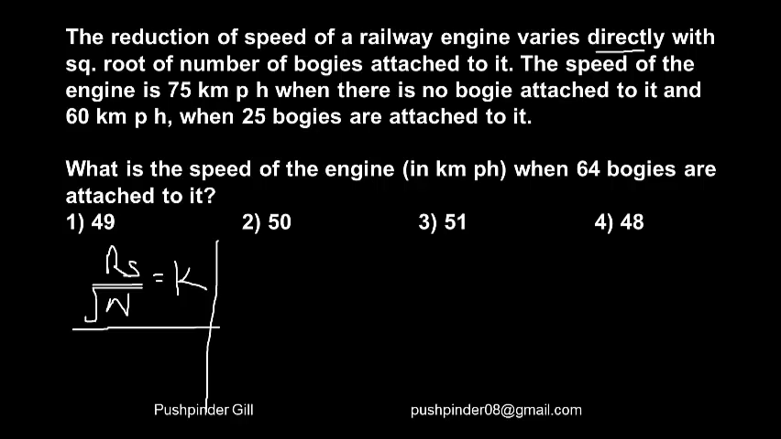So when there is no bogie attached, the reduction of the speed of the engine is this. That means this is the actual speed of the engine with no bogies attached. Let us find the value of K using this equation. Now the speed is 60 when there are 25 bogies attached.